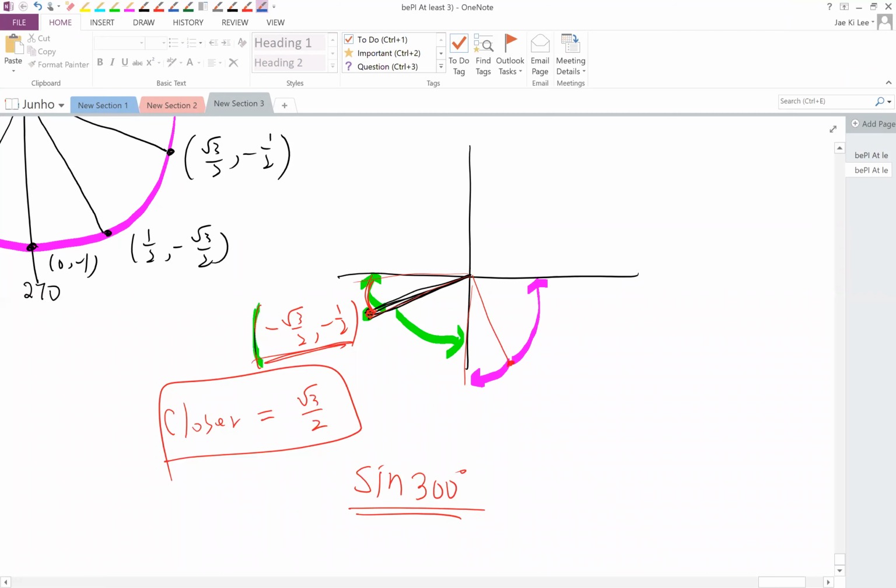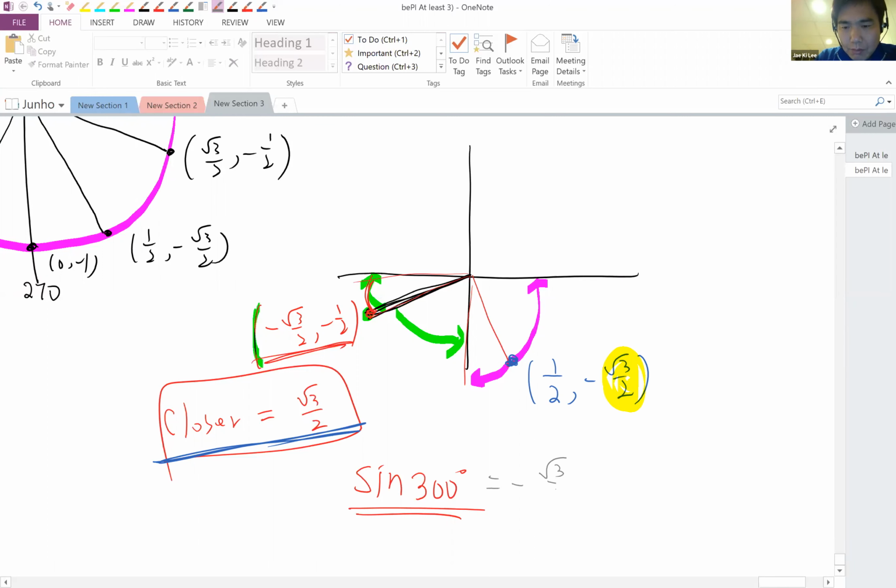So is this line close to the y-axis or x-axis? Y-axis, right? Which means closer means root 3 over 2. So this time y will have the root 3 over 2, which means x becomes 1 over 2 no matter what. And it's at the bottom here, so negative root 3 over 2. And since the y value represents sine, this answer becomes negative root 3 over 2. Okay, that will be the answer. So you can analyze this way too.